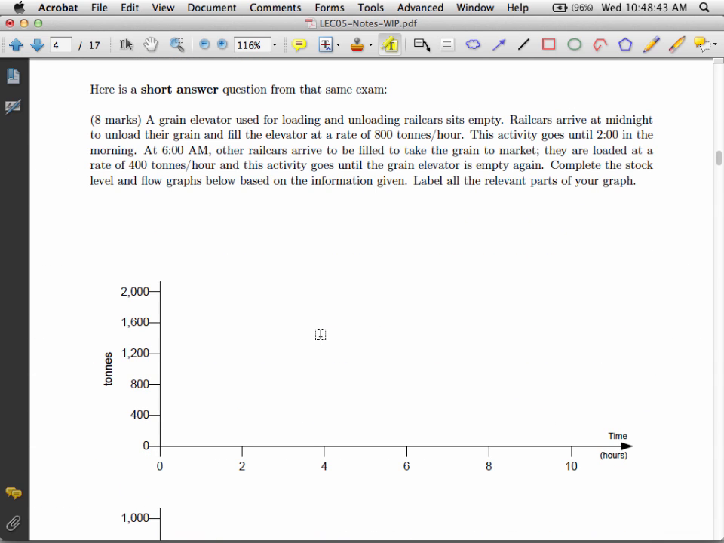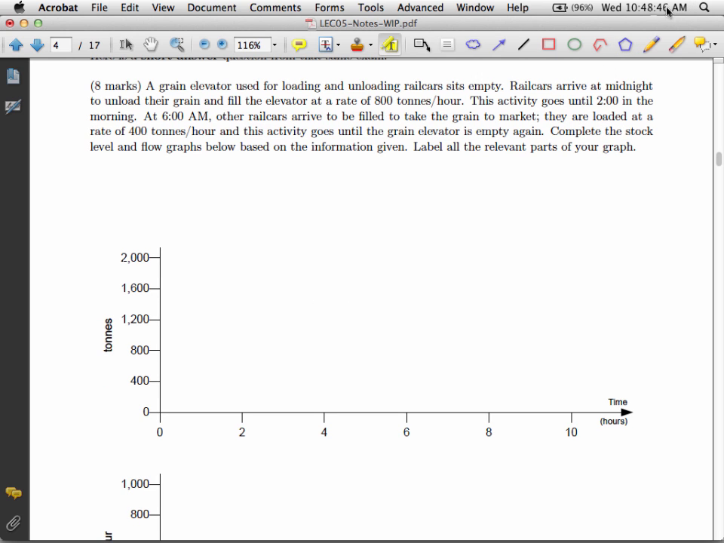This was a short answer question from the same exam. We have a grain elevator used for loading and unloading, and again, the grain elevator sits empty and it loads at a rate of 800 tons per hour for 2 hours, so that'll take us to 1,600 tons. And then there's no activity for a while until 6 o'clock in the morning. And then the next set of rail cars come and they take stuff away at 400 tons per hour. So it's going to take 4 hours to get rid of that 1,600 tons.